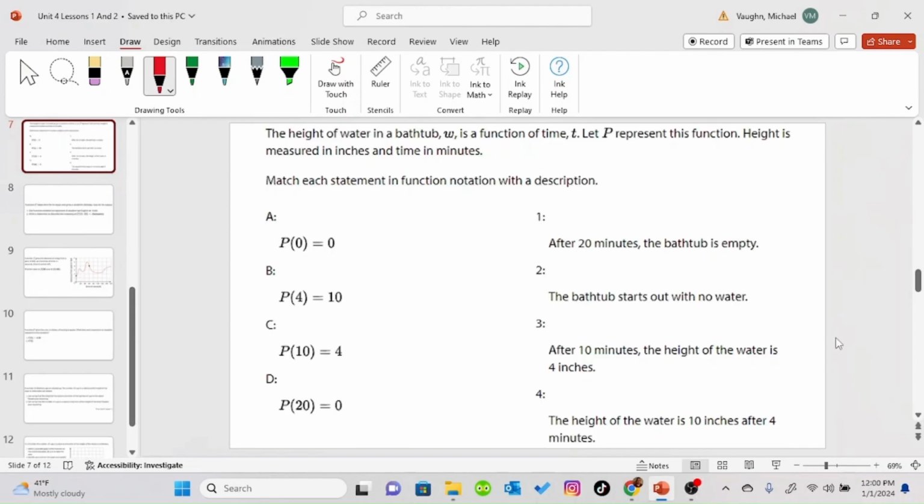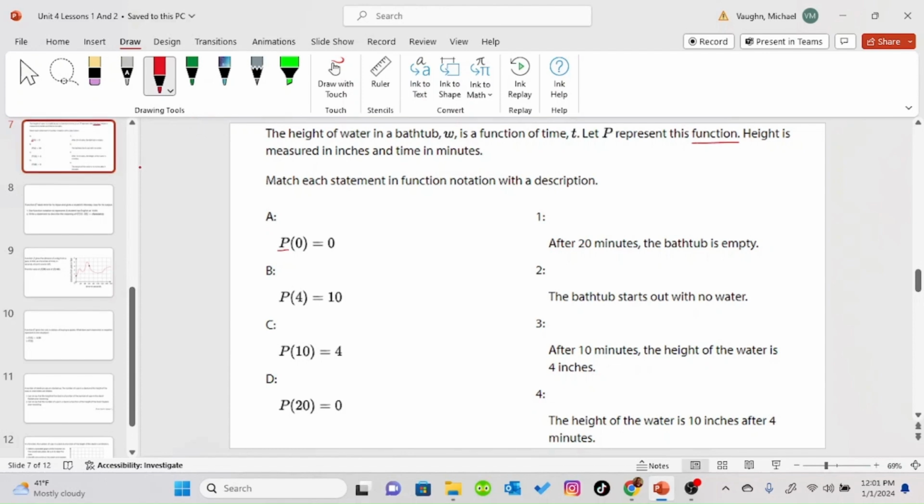The height of water in a bathtub, W, is a function of time, T. Let P represent this function. Height is measured in inches and time in minutes. Match each statement in function notation with a description. So, in function notation, first we have the letter. And this letter P represents the function. It's just the name of this function.